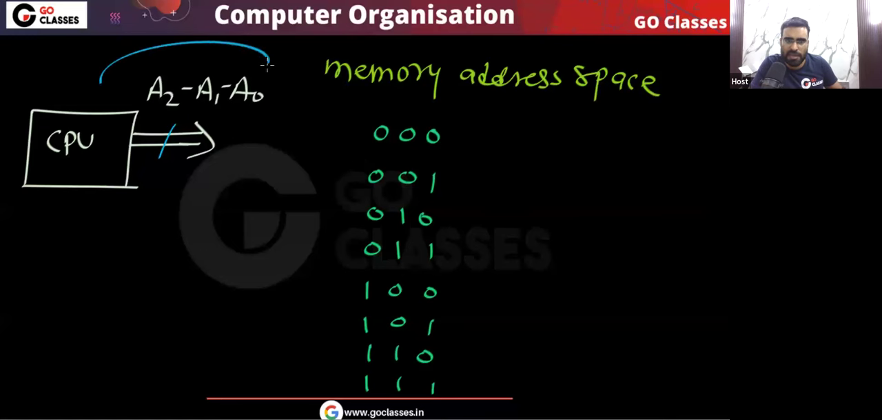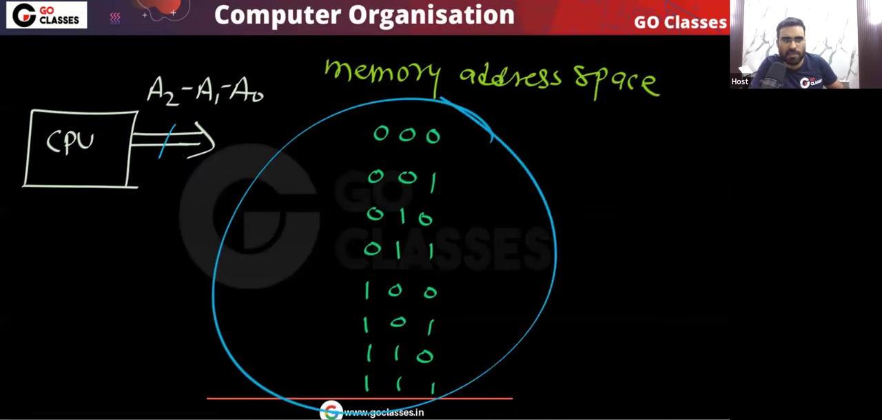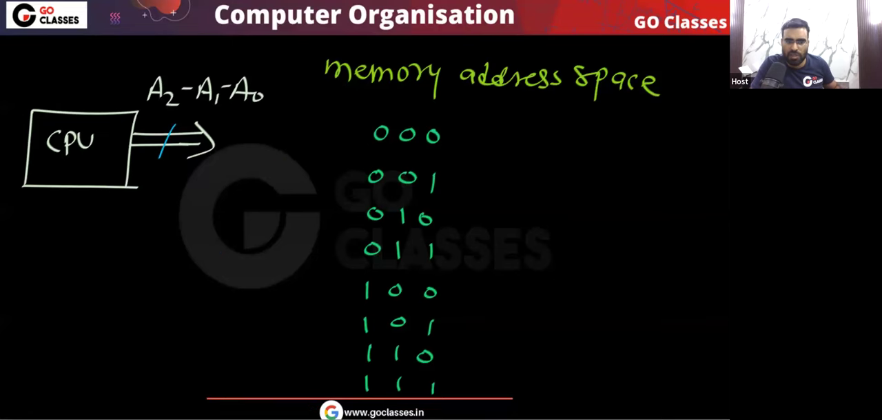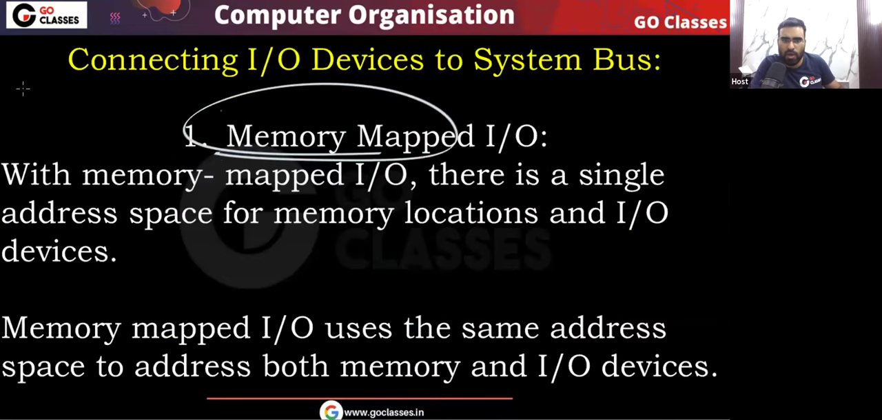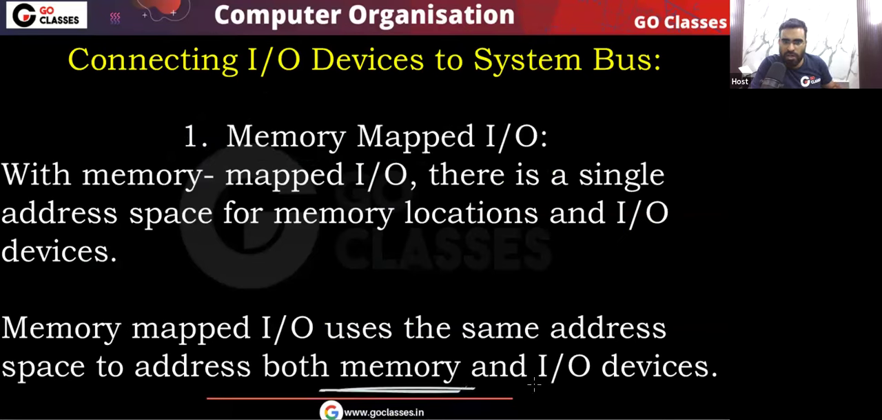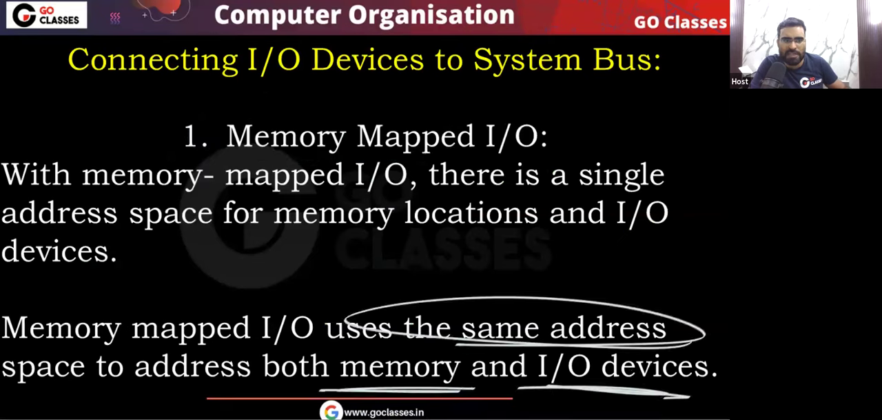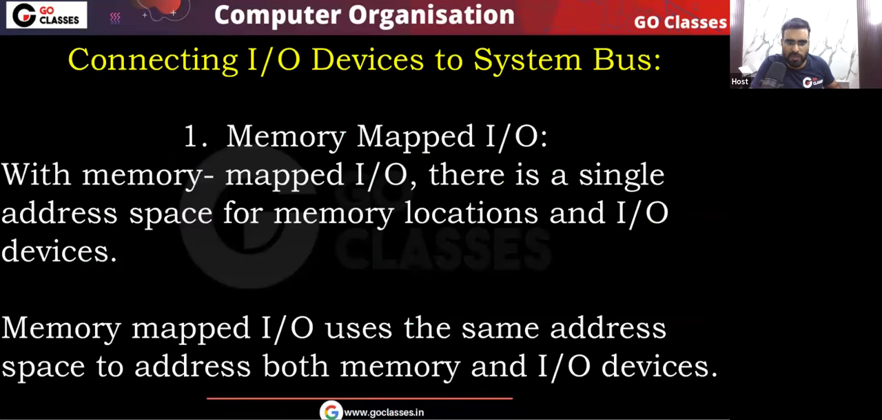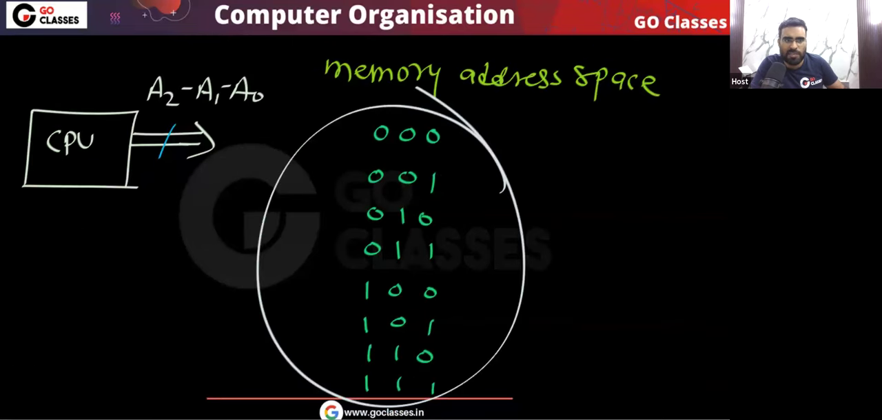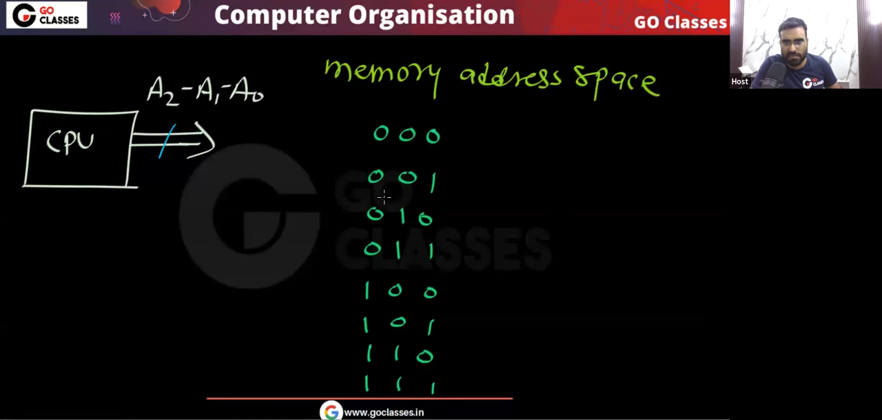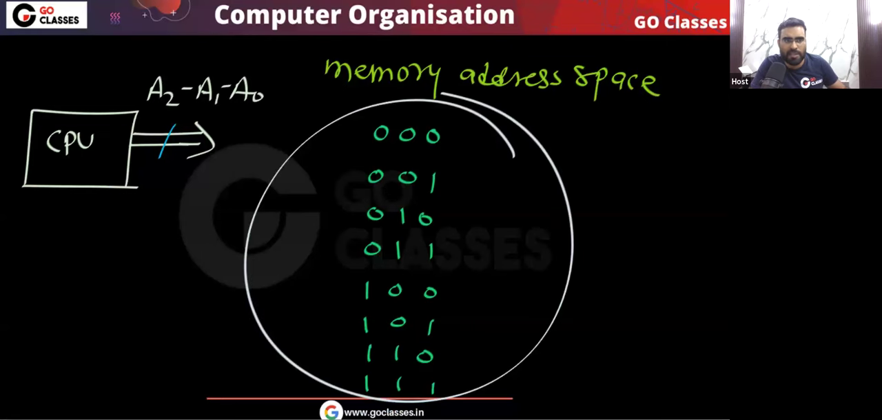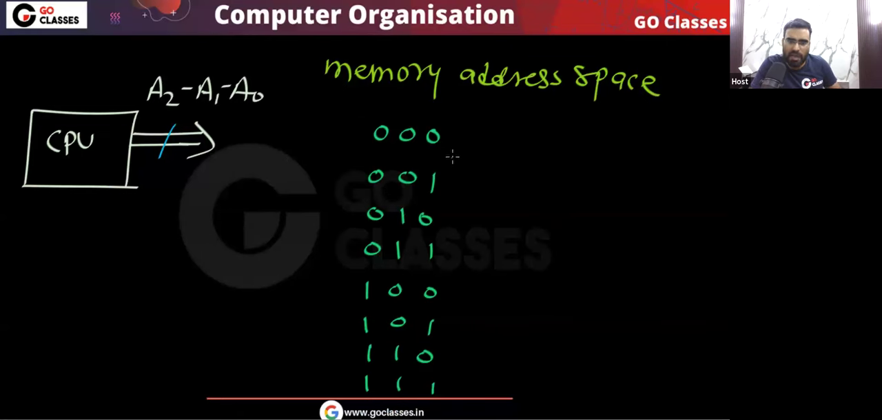In the system bus there are three address lines. Then what is the memory address space? This is the memory address space. These are the addresses. Now, what does memory mapped IO say? Memory mapped IO says that memory and IO devices have the same address space. What does it mean? This same address space is used by memory and IO devices. Remember, this common address space is used by memory and IO devices.